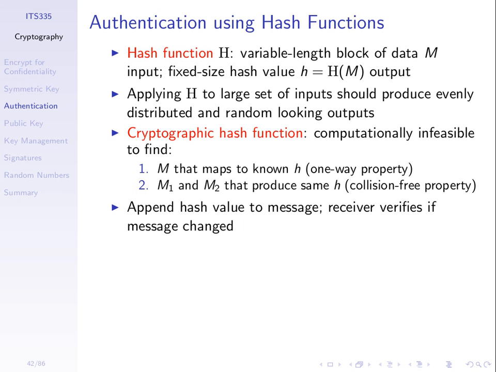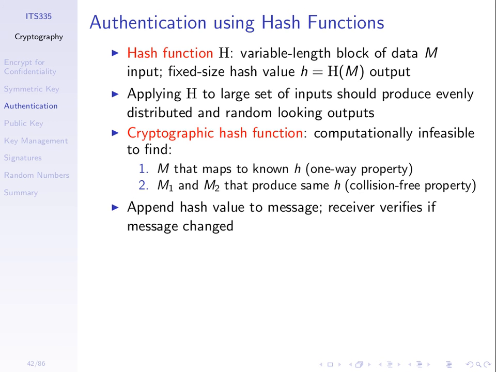Now the idea is that the function is designed such that when you hash different messages, the output that's produced is effectively random. That is, if you hash two messages which are very similar to each other, the two outputs will be completely different. They'll appear as random numbers or a random sequence of bits.